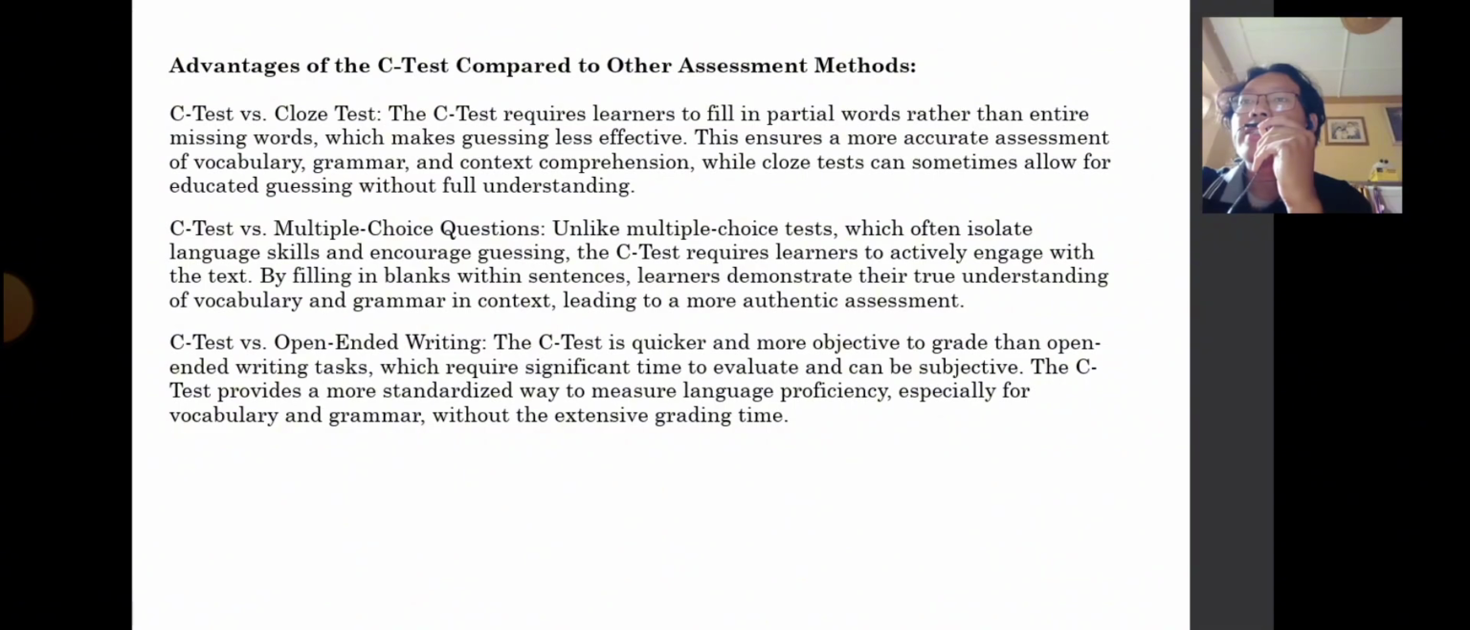And then the next, C-test versus multiple choice questions. Unlike multiple choice questions, which may isolate skills and allow for guessing, the C-test requires active engagement with the text. Learners demonstrate their understanding by filling in blanks within sentences, which provides a more authentic picture of their language ability.